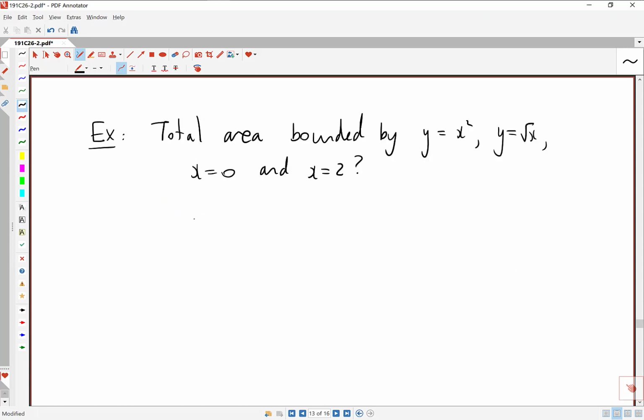Last problem for this video, let's find the total area bounded by the parabola, the square root function, x equals 0 and x equals 2. So let's draw a picture. We know we're going to be interested in x values between 0 and 2, so we'll put those on there. We'll graph our parabola, so passing through (0, 0), (1, 1), and (2, 4). Okay, there's our parabola. And then our square root function, let's do that in a different color, passes through (0, 0), (1, 1).